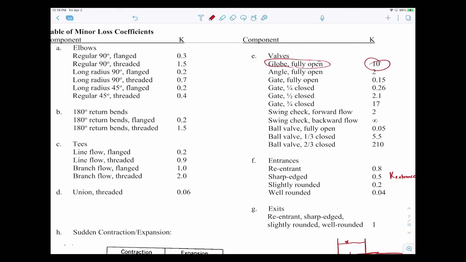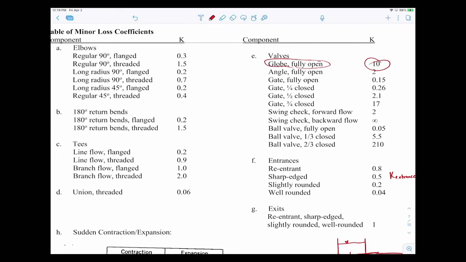Yes? What does the constant of infinity really mean? The swing check backwards flow? Oh, it must mean that you just can't have any flow. It acts like a diode in electrical. Flow has to be one way. It's like a check valve. Flow is only one way; it can't go the other way. So if it's an infinite loss coefficient, it just means you can't push any fluid through it. The resistance is so large, you just can't push fluid through it. Valves tend to have very large loss coefficients because they're complicated pathways. If you look up on the internet what valves look like on the inside, you'll see what I'm talking about.